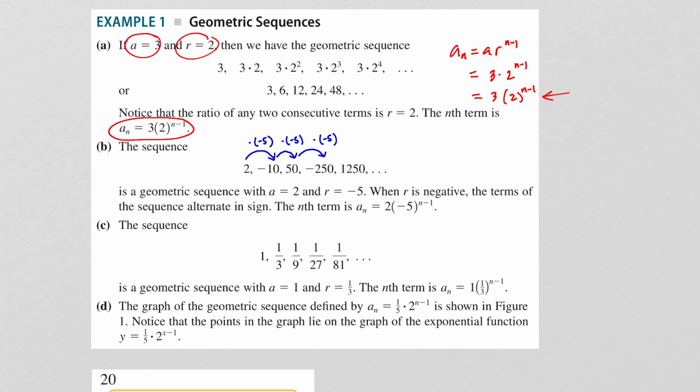So the nth term of the sequence, again, is just going to be using this formula right here. And it is the first term, which is 2, multiplied by the common ratio, -5, raised to the n minus 1 power.